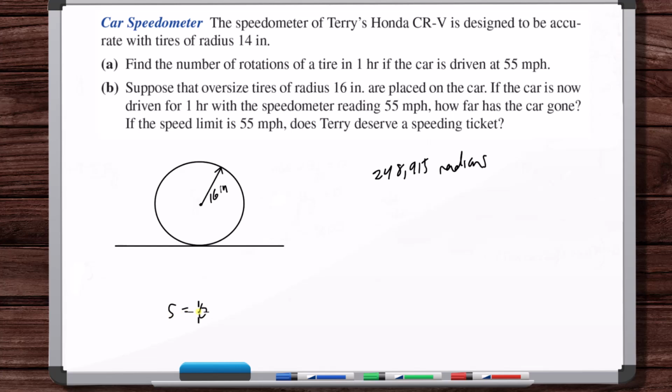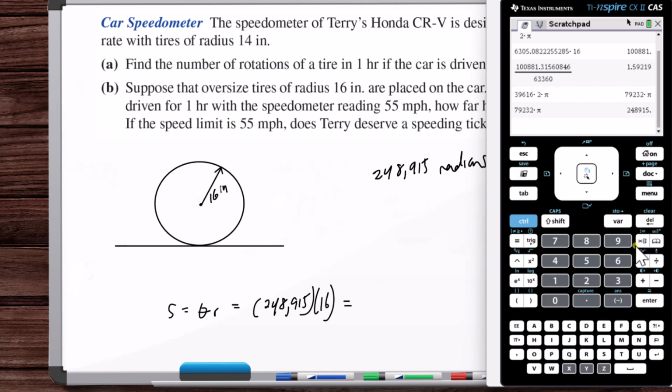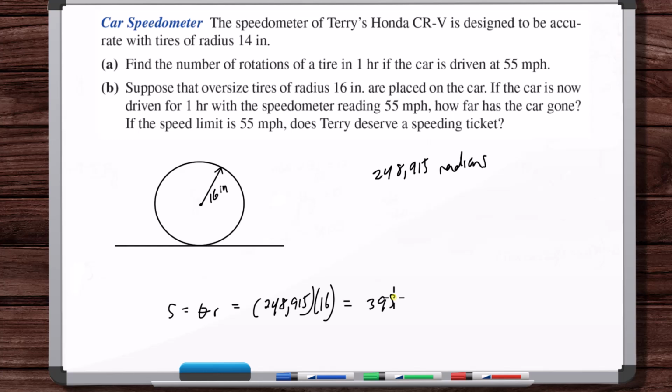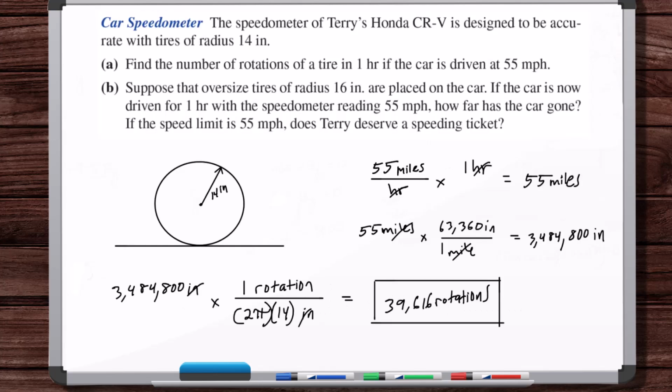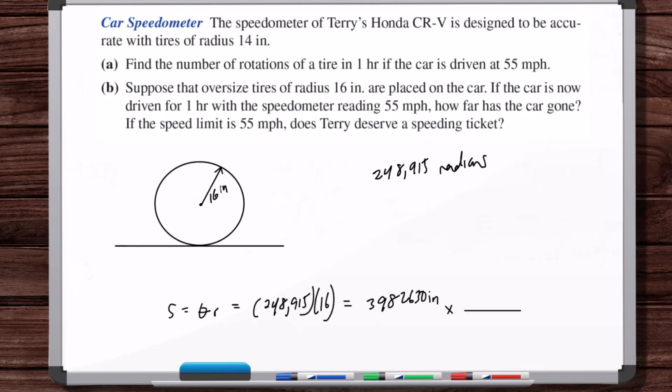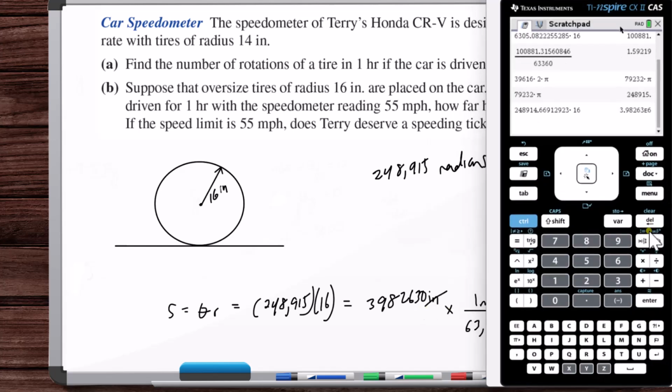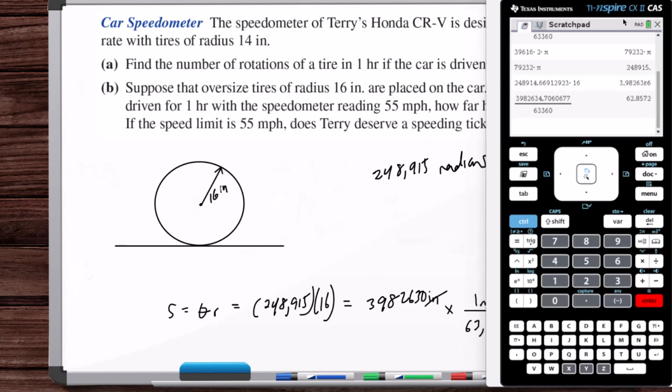Okay, S is equal to theta r, so 248,915 times 16, that's 3,982,630 inches. And 63,360 inches for every 1 mile. So that's about 62.9 miles.